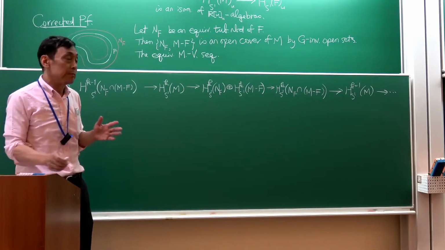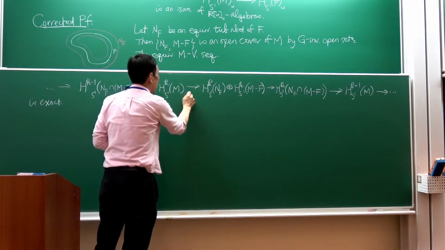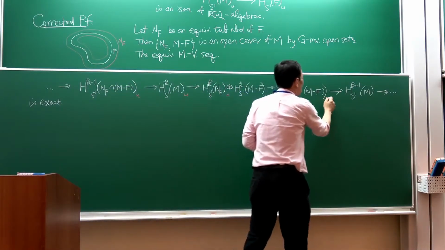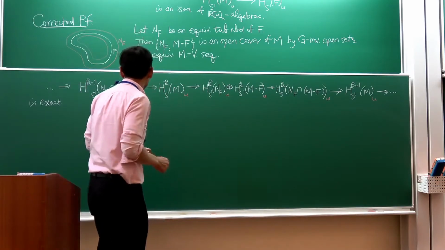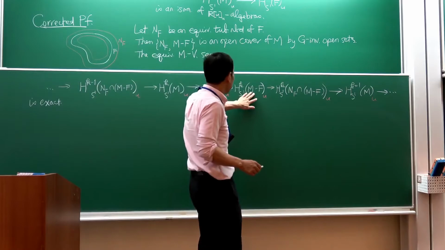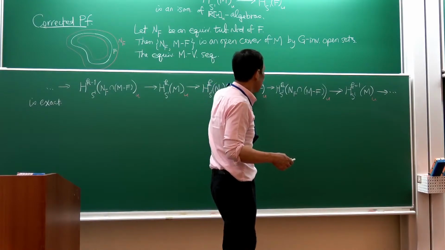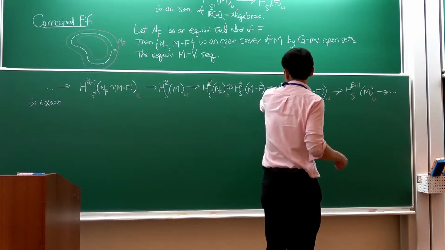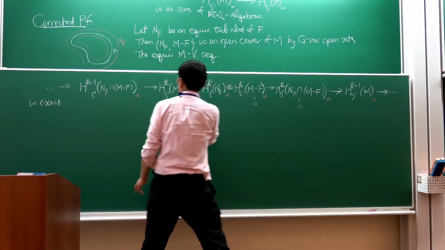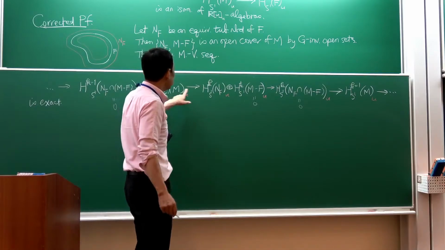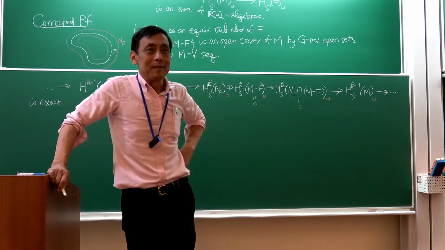And because localization preserves exactness, I then localized with respect to U. And then I said that because on M minus F there are no fixed points, the action is locally free, right? So this is 0. This is also 0. And this is 0. And so this is isomorphic to this. Okay, so that was the proof that I gave last time. All right, now what's wrong with that proof?